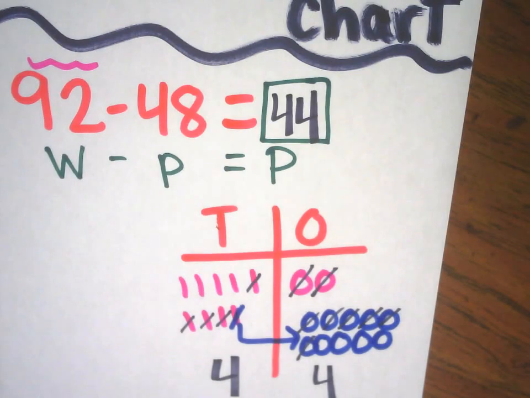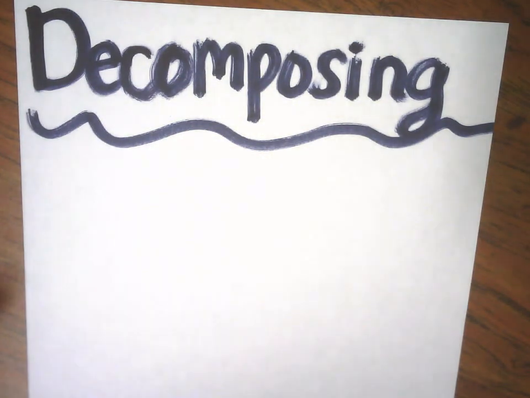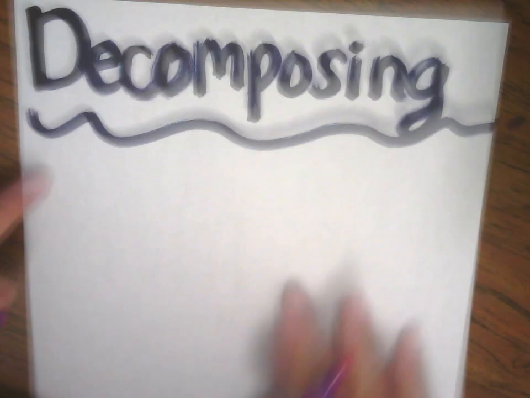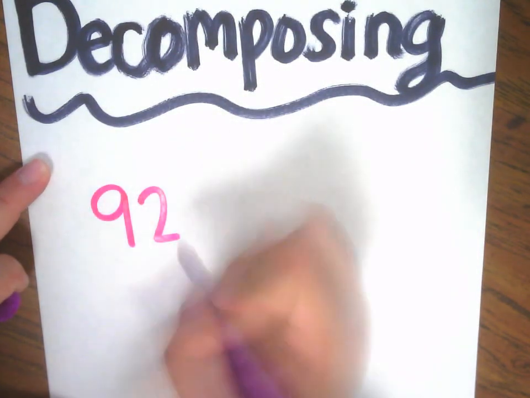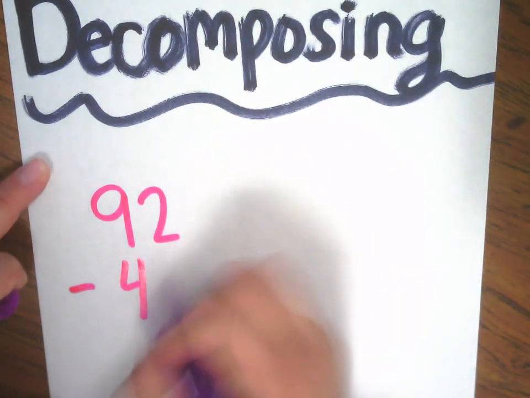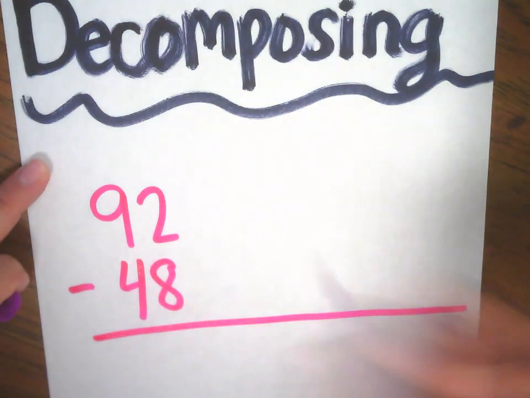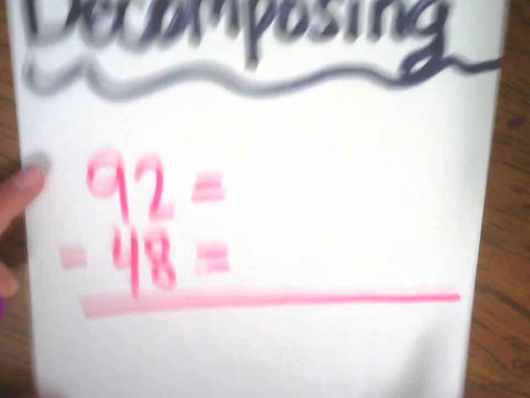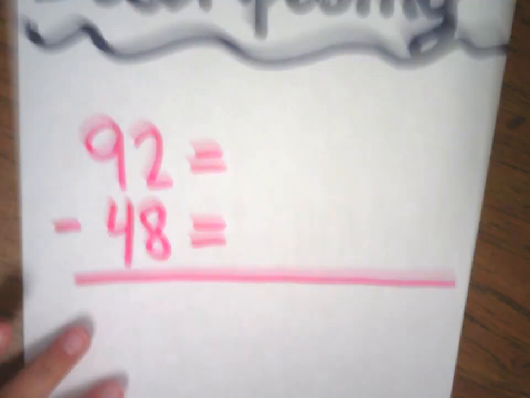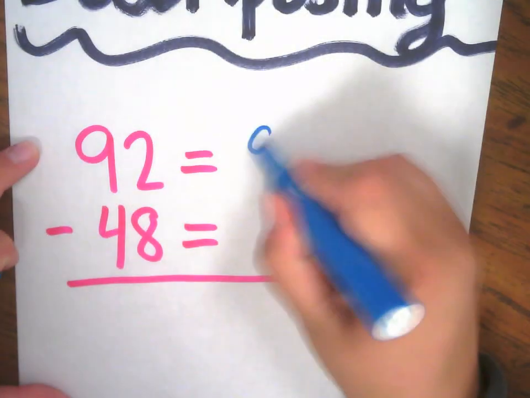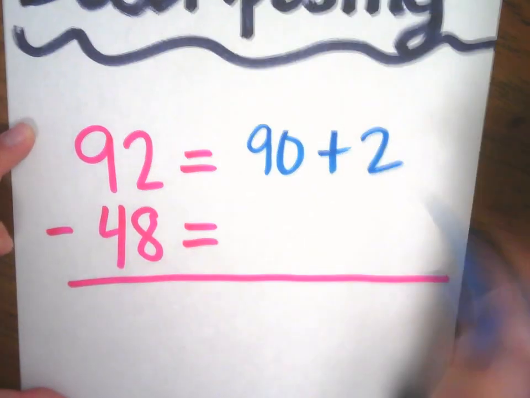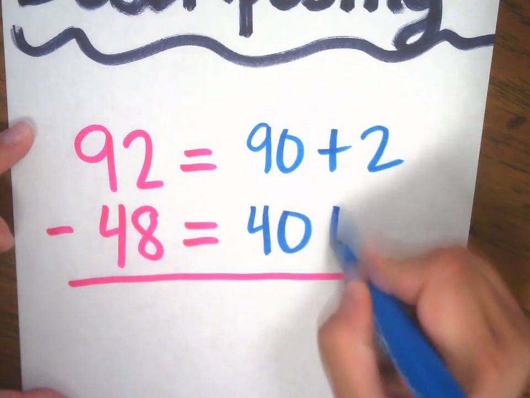The next strategy we're going to look at is decomposing. It is just like the other one, it's just slightly different. So we are going to stack them on top of each other. 92 minus 48. We put our equal signs and we have to put them into expanded form. So we have 90 plus 2, 40 plus 8.